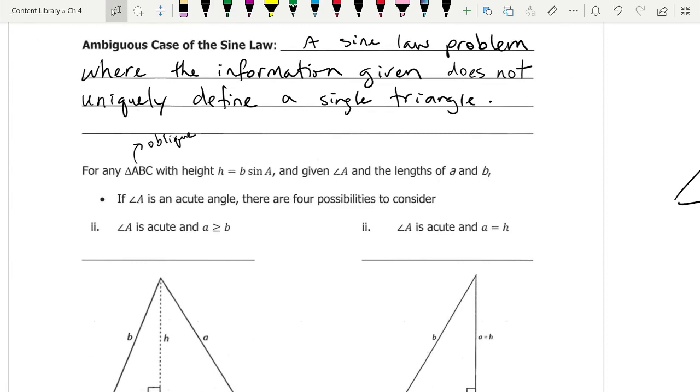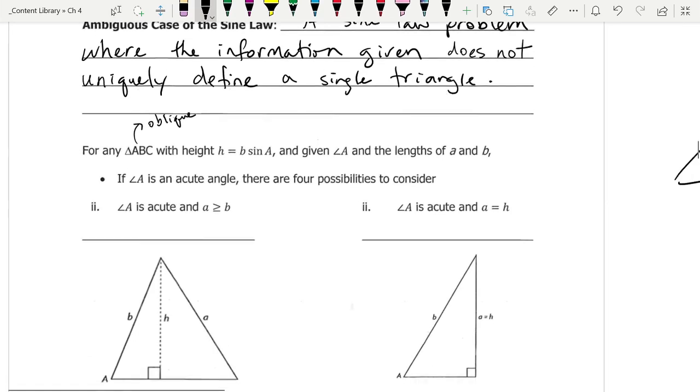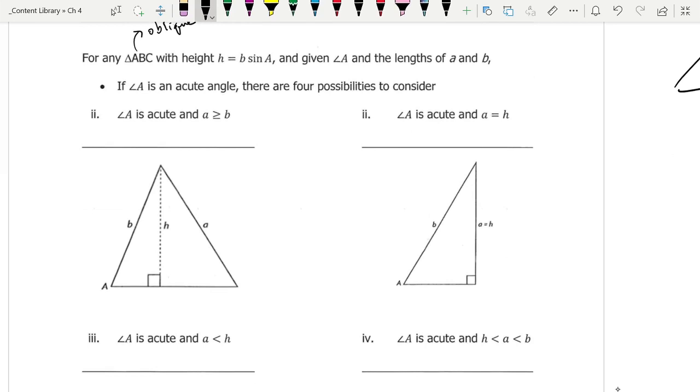So in any triangle ABC, height can be defined as b times sine of A. Where does that come from? Well, remember, if I'm looking at a triangle like that and I'm talking about angle A, if I drop down a height, that height makes a little right triangle on the left. So sine of an angle is opposite over hypotenuse when you're in a right triangle. So that's why height is b times sine of A.